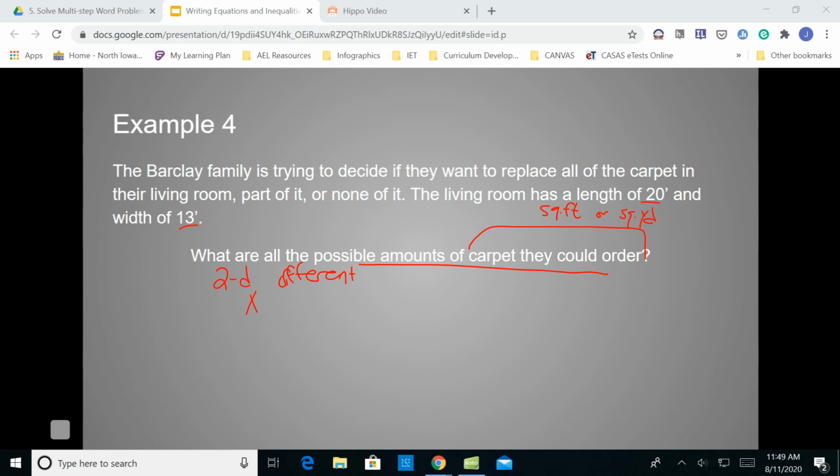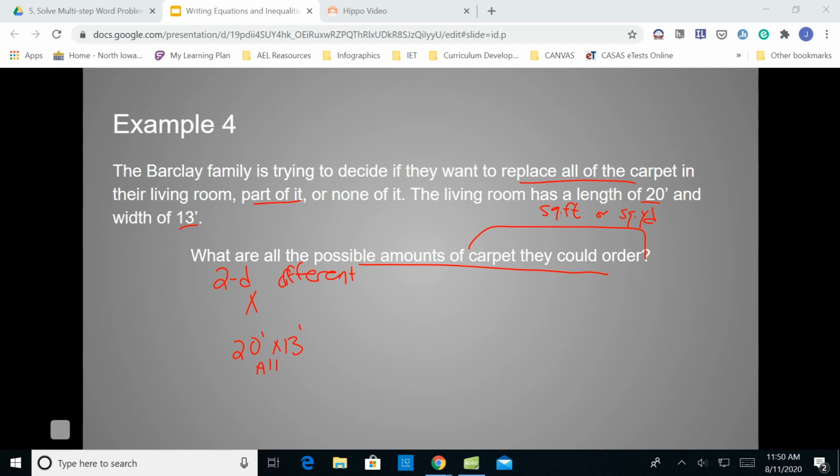And then we have to set it up. I know we're going to have 20 feet times 13 feet. But what does that mean? If we have this 20 feet times 13 feet, that would be if they wanted to replace all of the carpet, right? So this would be all of the carpet.